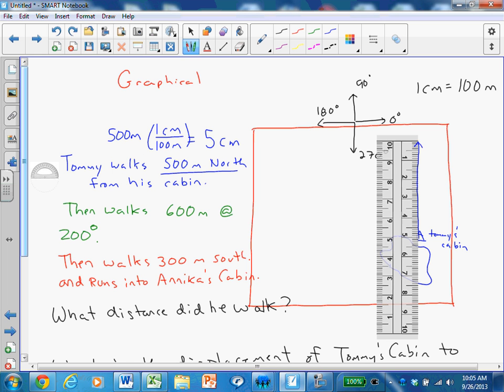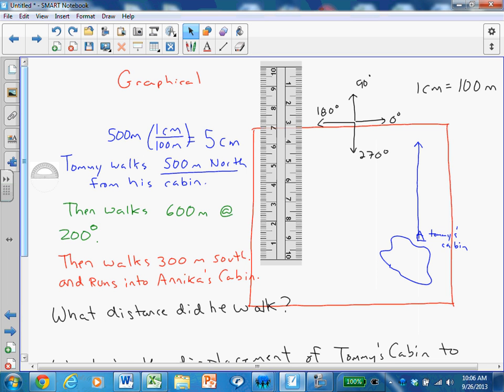Then his next walk is 600 meters at 200 degrees. So 600 meters, if I convert that to centimeters, I know it's easy to do, but I'm just doing it in case you need to do it tomorrow. That's 6 centimeters. But I have to get the angle.